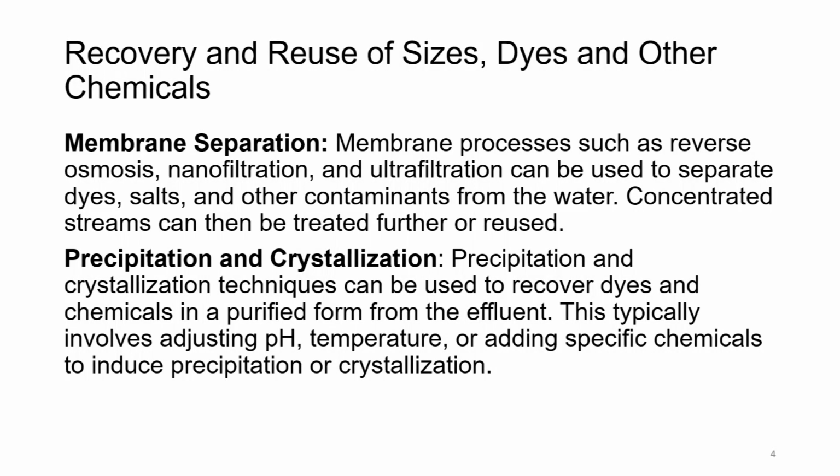Precipitation and crystallization. Precipitation and crystallization techniques can be used to recover dyes and chemicals in a purified form from the effluent. This typically involves adjusting pH, temperature and adding specific chemicals to induce precipitation or crystallization. So, it is also possible that one can precipitate out certain chemicals, and this can be done by pH adjustment, temperature adjustment, and by adding some precipitating agent.